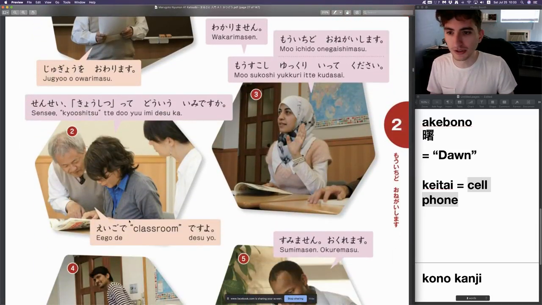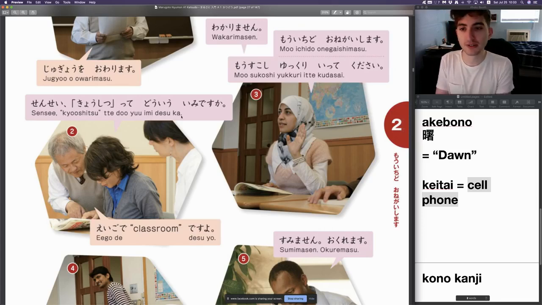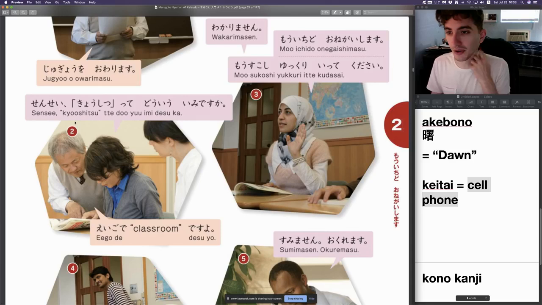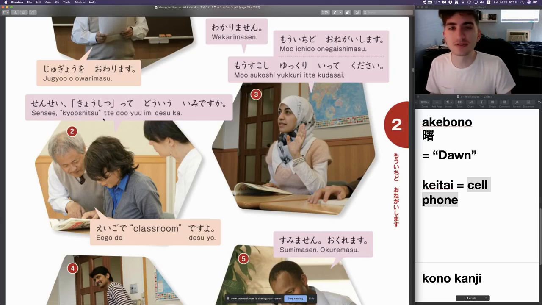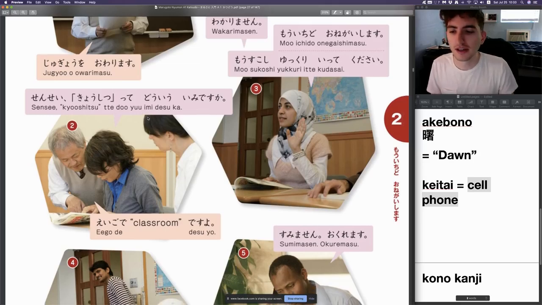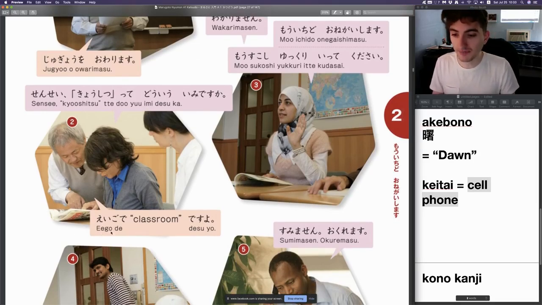How about situation number 2 on the left here? The student can ask, 先生、教室ってどういう意味ですか? This is a phrase we learned earlier when we were studying vocab. 先生, teacher. 教室ってどういう意味ですか? Again, great phrase. どういう意味ですか? What does it mean? What does 教室 mean? And the sensei can respond, 英語で classroom ですよ.